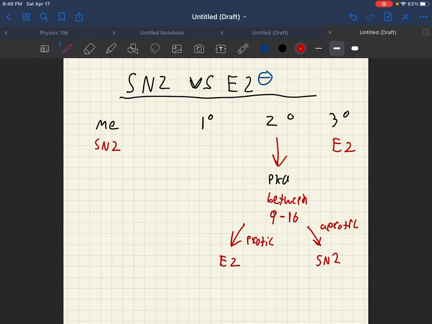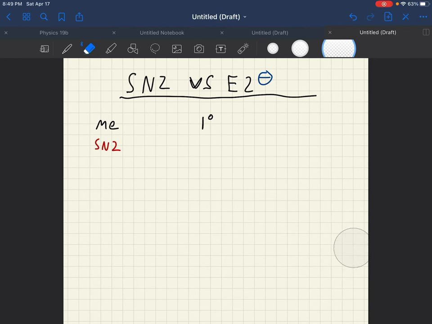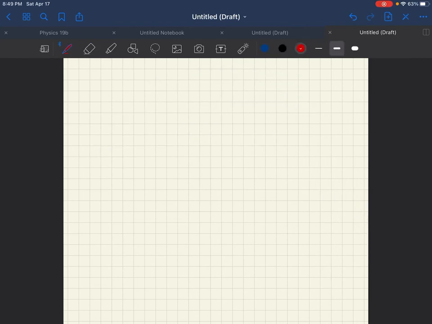And that's all you really have to remember for SN2 versus E2. That's the chart. Go back and look at the chart when I was erasing stuff, because I couldn't fit it all on here. And if you guys need me to draw the chart out and send it to you, just message me. But that's all you have to do to determine between those.